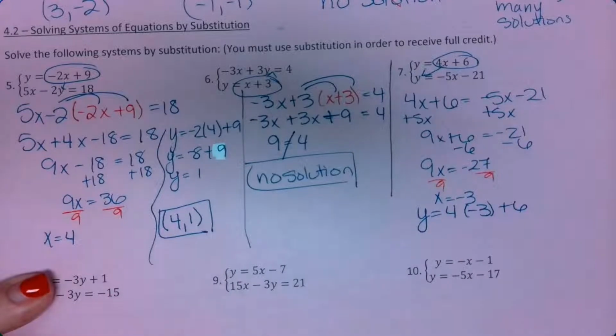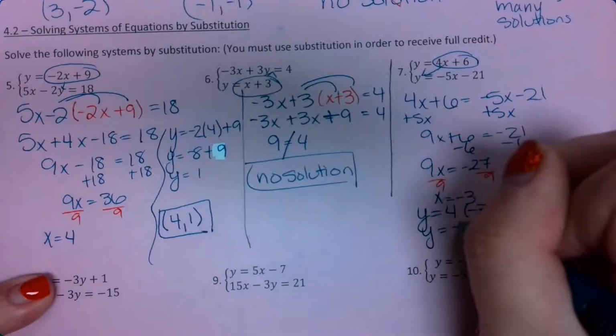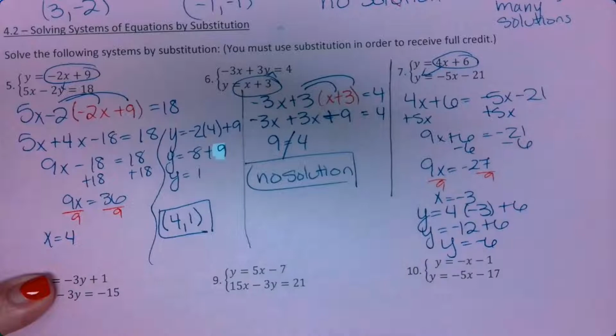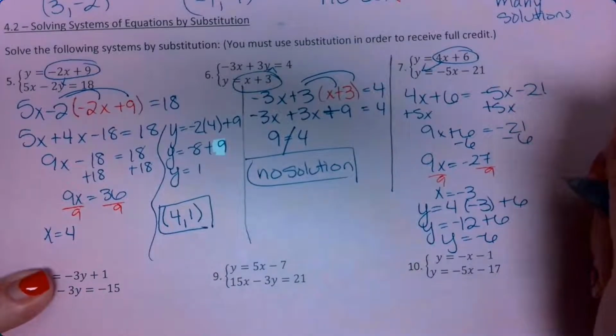So I have y equals 4 times negative 3 plus 6. 4 times negative 3 is negative 12. Negative 12 plus 6 is negative 6. So my answer here is going to go x comma y. It's negative 3 comma negative 6.